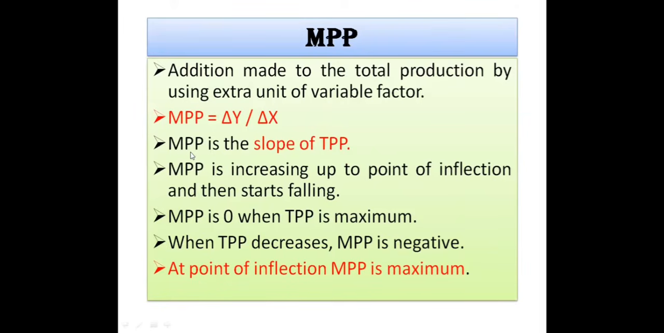Another short question, very common in the competitive exams, is that MPP is generally considered as the slope of TPP. Okay. So remember, the slope of TPP is none other than MPP, marginal physical product. MPP is increasing up to the point of inflection and then starts falling. And MPP is 0 when TPP is maximum. When TPP decreases, MPP will be negative. If TPP decreases and MPP is negative, this will fall in stage 3.